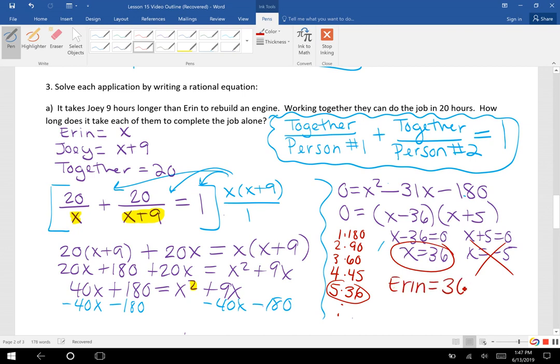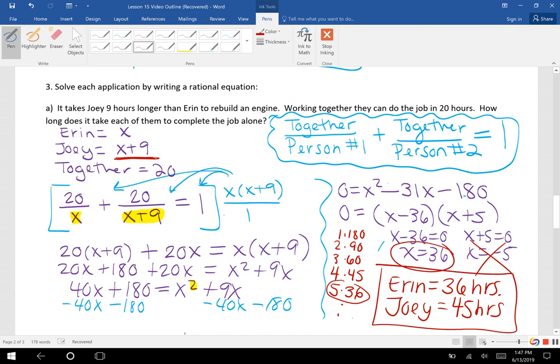And so then for Joey, it takes him x plus 9. So 36 plus 9 is 45 hours. So it takes them much longer if they work alone, and that kind of makes sense then. If they work together, they can get the job done much faster, in 20 hours.